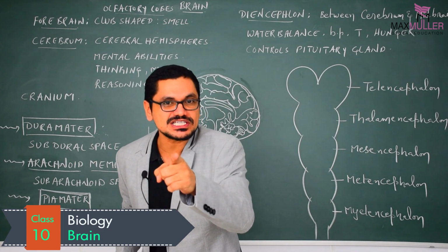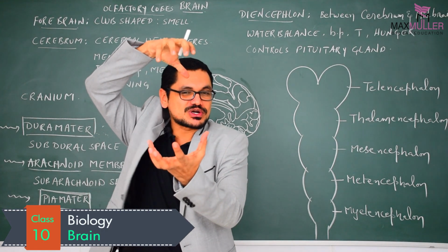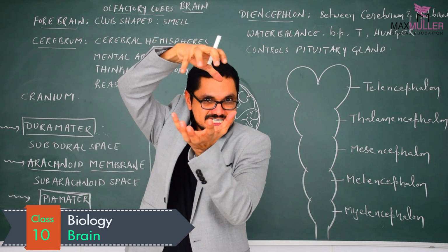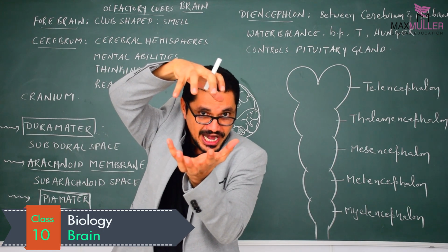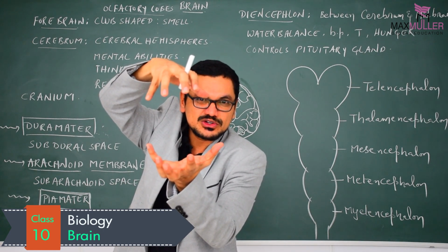Where is this brain present? Dear students, where is this brain present? The brain is protected in the brain box. See, now imagine there is a box in my hand. This is called the brain box. Do you want to see this brain box?